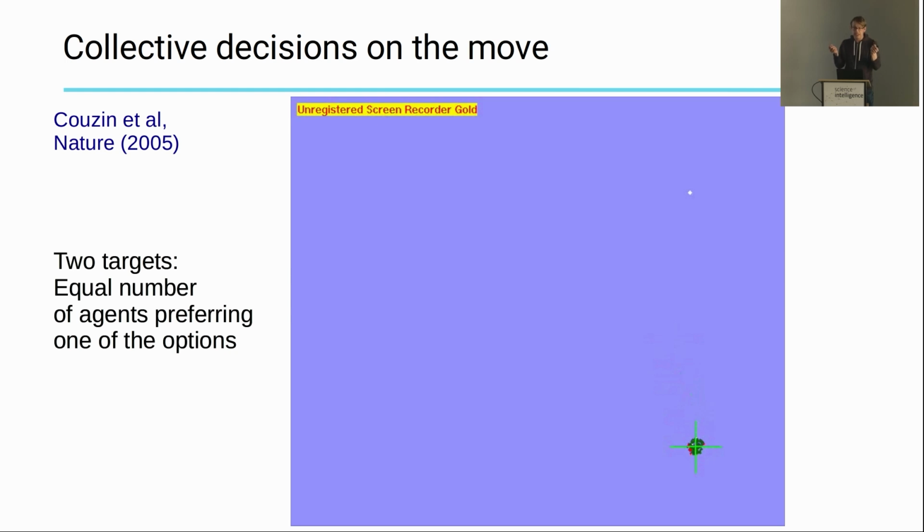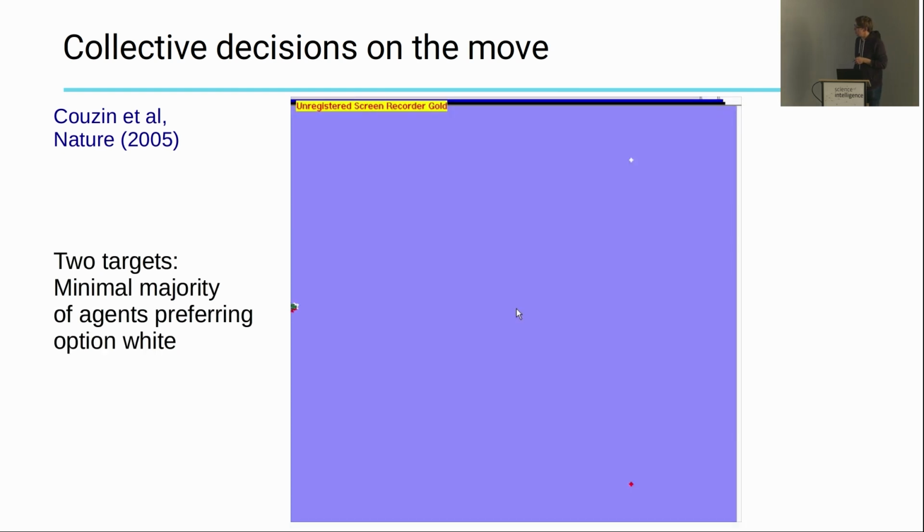And the interesting thing is that it's enough that one individual difference in informed individuals is already enough to make a very reliable collective decision towards the majority option. And here it is the other way around now. Okay, so there is now a majority for white, and you can see that here it goes to white.